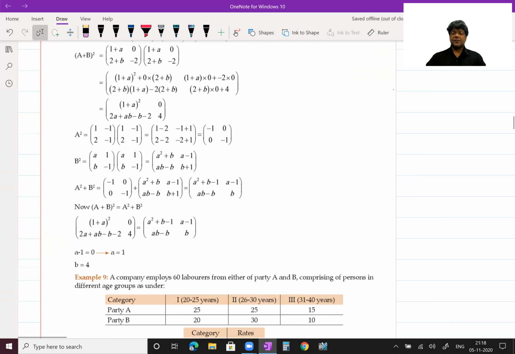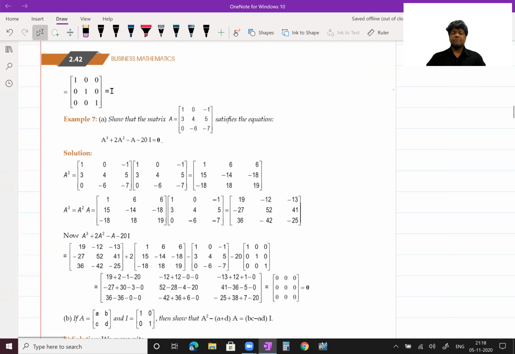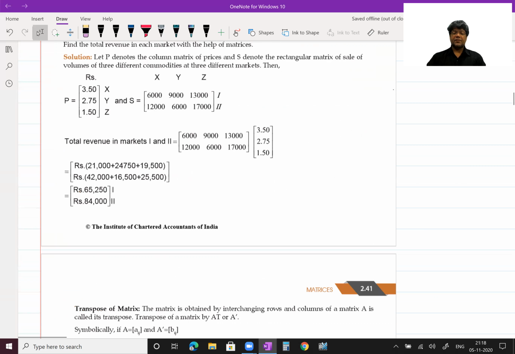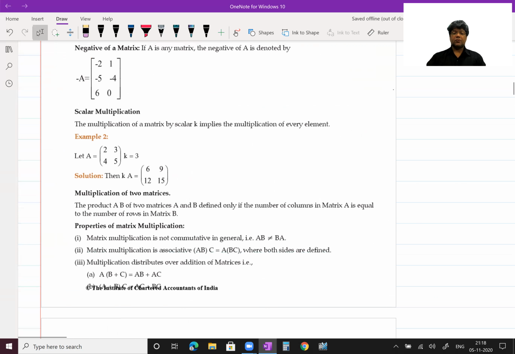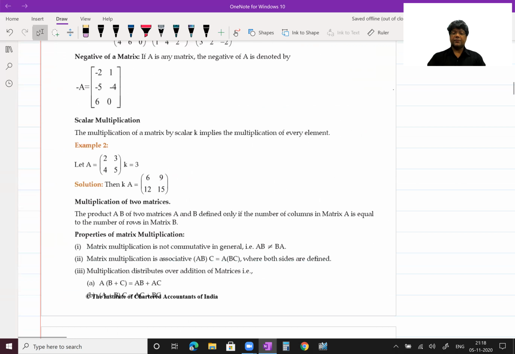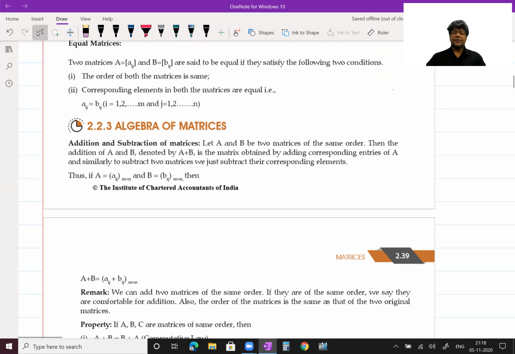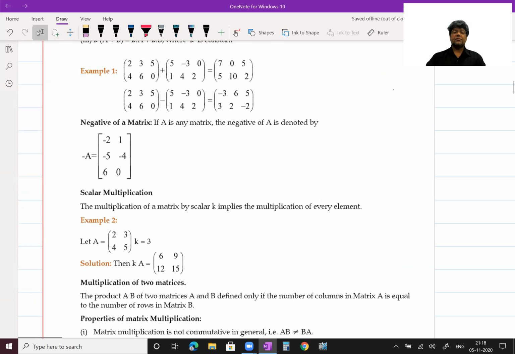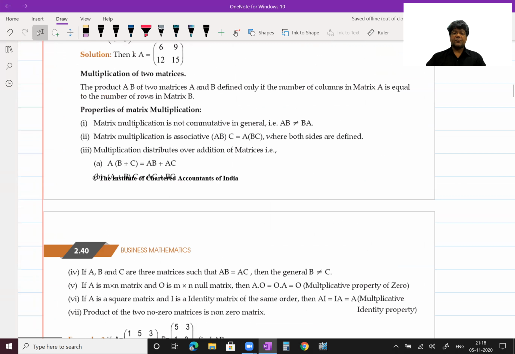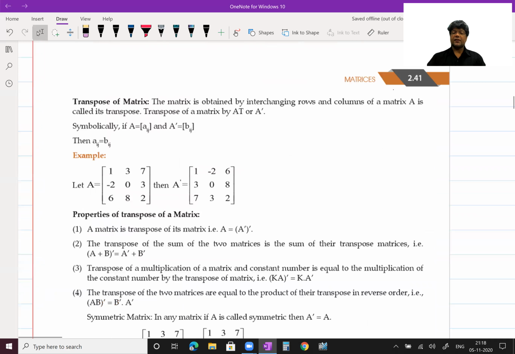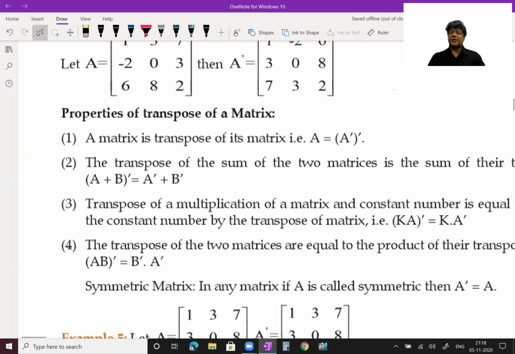Symmetric matrix, skew symmetric matrix. And then I have taught you about orthogonal matrix also. Addition, subtraction, multiplication of two matrices, and transpose. Properties, we see, guys. A matrix is transpose of its matrix, that is A is equal to A dash. A dash of dash means transpose of transpose.